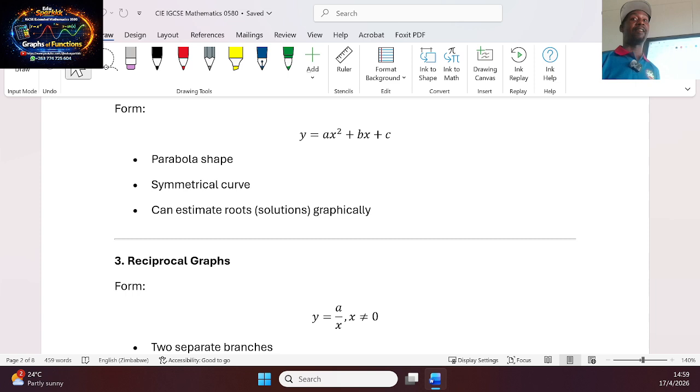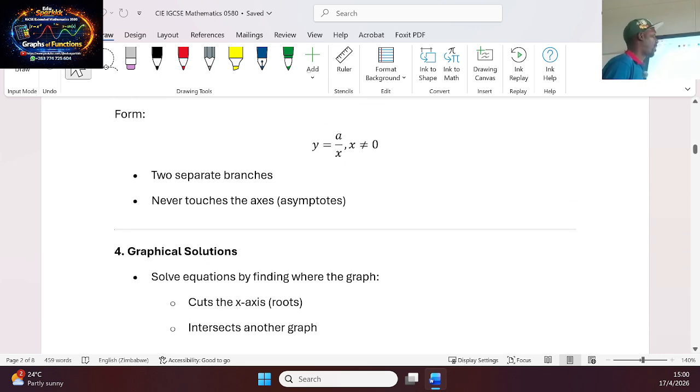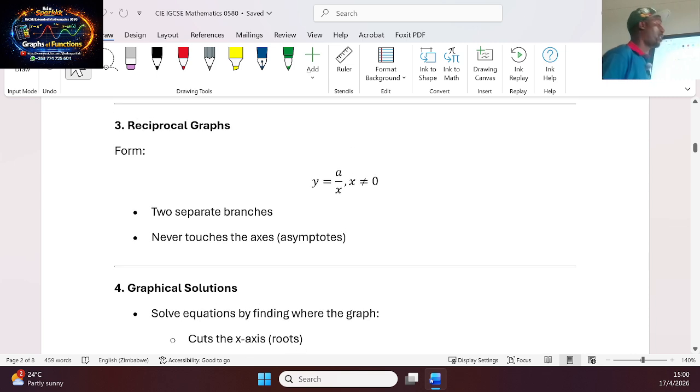And when we look at this curve, which is parabolic, it's symmetrical about a line through the turning point. So it has a turning point, and you can estimate the solutions to the graph graphically. Reciprocal graphs, these are graphs that show an inverse relation.